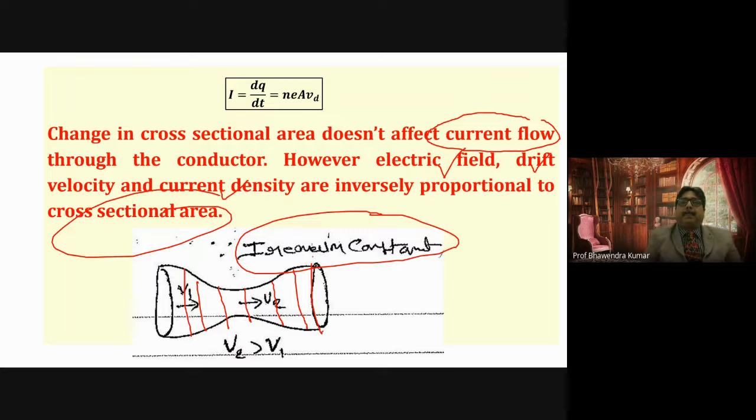Okay. So have you written this information? Yes, tell me. Current remains constant, I remains constant, and the drift velocity is inversely proportional to the area of cross section.